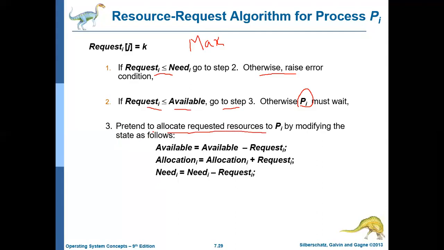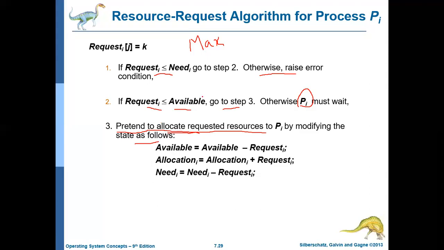What it says is that it asks the operating system to pretend to allocate the resource to PI by modifying the following states. What are the states? Let us assume that if these two conditions are satisfied, the operating system has sufficient resources to satisfy the request raised by this particular process. But it is not going to directly allocate. Before allocating, it is just going to make some calculations. It is going to act as if it is allocated, and then see what will happen if it is allocated.